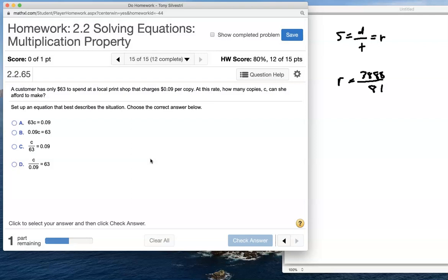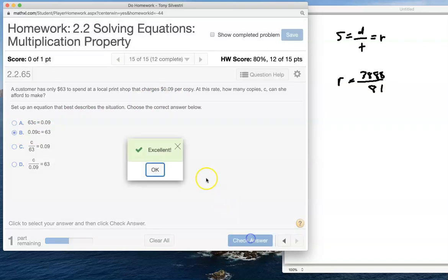Nice. Okay. And a customer has only $63 to spend at a local print shop that charges 9 cents a copy. At this rate, how many copies can she afford to make? Well, by looking at this, I don't even think we really need an equation, because 9 cents a copy, if I take 63 divided by 9 cents, that will give me the number of copies. So I would take 63 and divide it by 0.09, and that would be it.